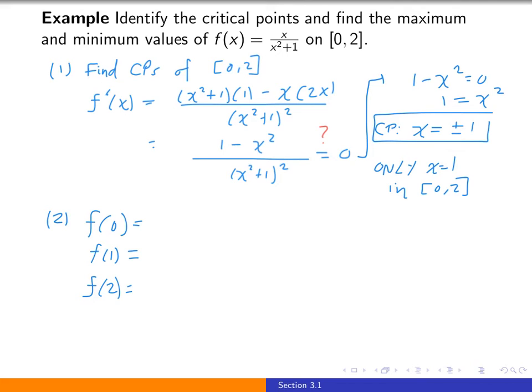So in this case, by inspection, f of 0 is 0, f of 1 is 1/2, and f of 2 is 2/5. So the smallest number we see here is 0, so that corresponds to the minimum value. And 1/2 is just a bit larger than 2/5, so that corresponds to the maximum value.